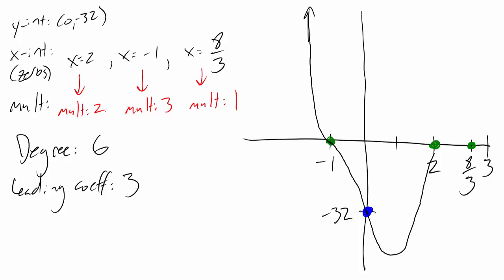here. Now, because positive 2 had an even multiplicity, we're only going to touch the x-axis here, and we're going to come back up towards the 8/3 and through, because again that was an odd multiplicity, and head back up the same way we came at the beginning. This is our complete graph of the polynomial q of x, and we're done.